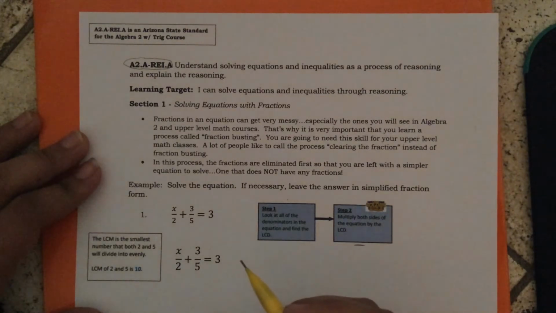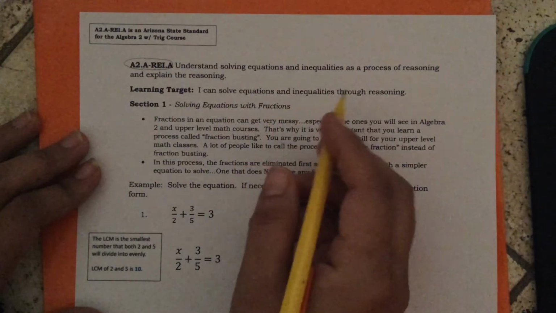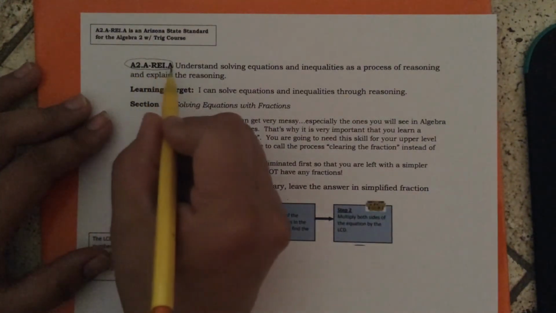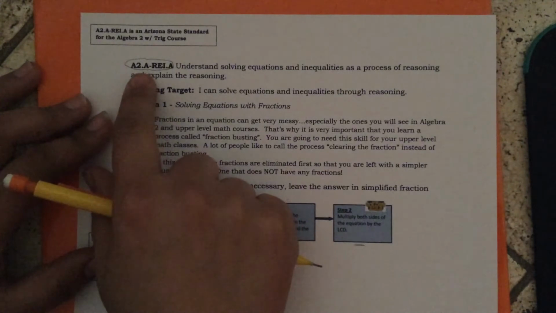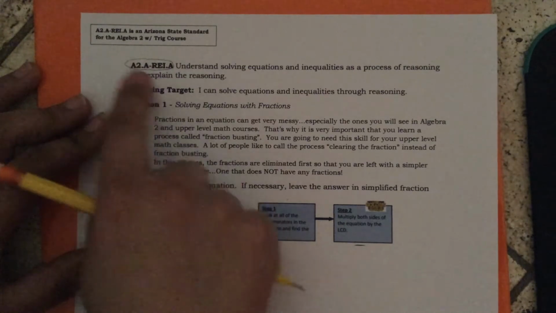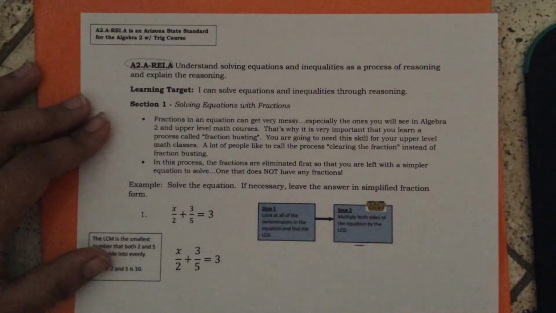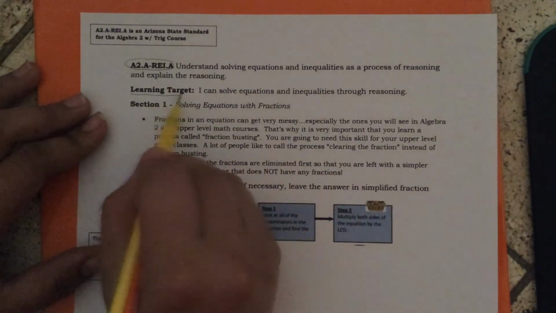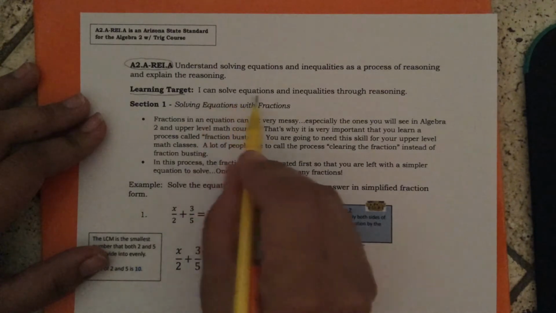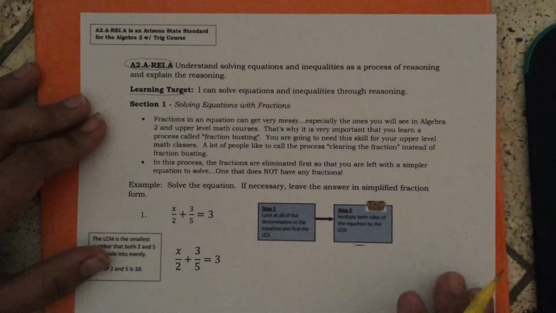Hello students, today we're going to be solving equations and inequalities, and notice this A2.A.REI.A. This is just the way the state of Arizona labels its standards for all the math classes, and so this standard is for the Algebra 2 with Trigonometry course. And really what I want you to focus on is the learning target, and today you're going to be able to solve equations and inequalities through reasoning.